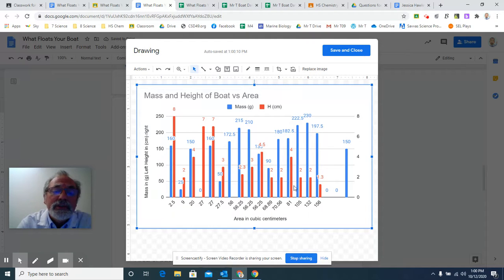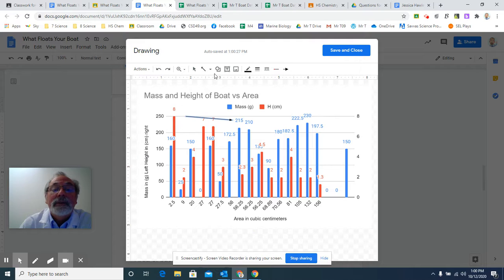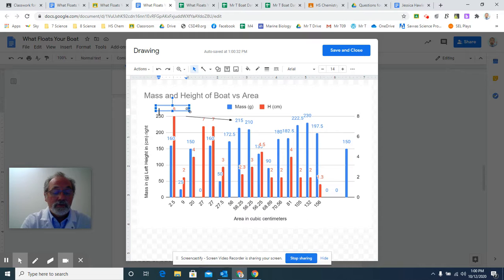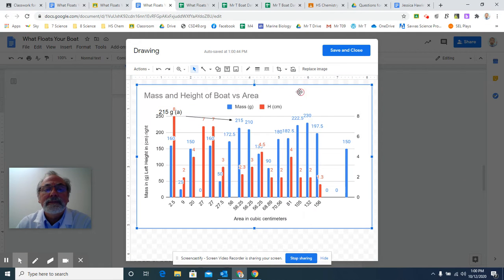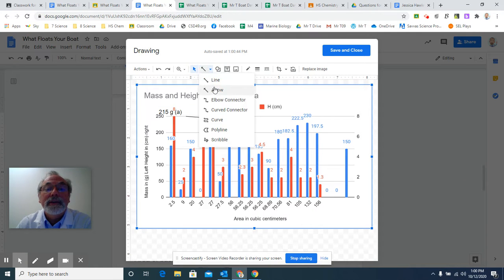Now, what you're going to do is you're going to use the arrows and labels to explain your points. So up here you'll get arrows. What I want to point out is, let's say, this one. And then I'll put up a title. 215 grams. Point A. Put in a new point. Let's put in a new arrow.